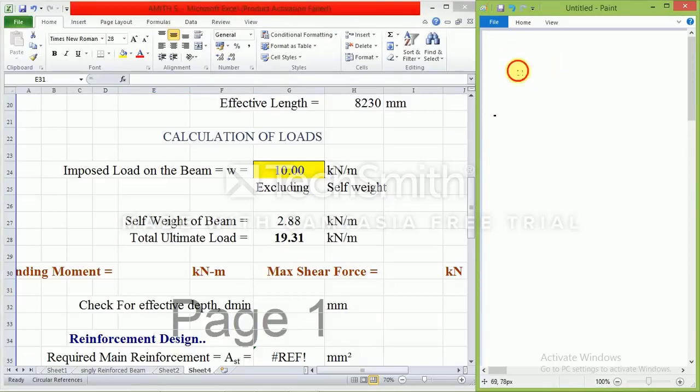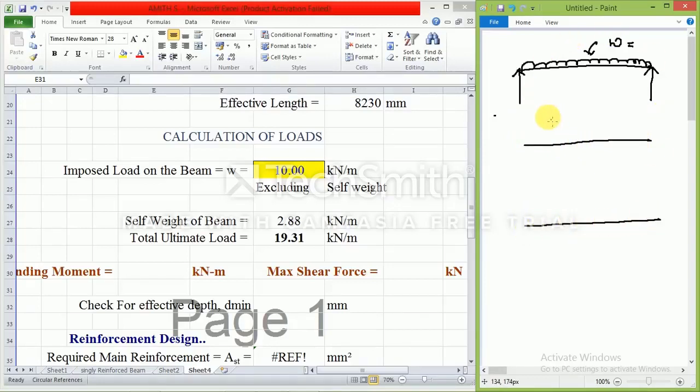Okay, so I am just drawing one beam like this. What is given in the question? In the question they have given a simply supported beam subjected to UDL carrying a load, say W. This W I'll take as total ultimate load, that is 19.31 or something. So this is the concept. Here I am drawing a shear force diagram and here I am drawing a bending moment diagram for this condition.